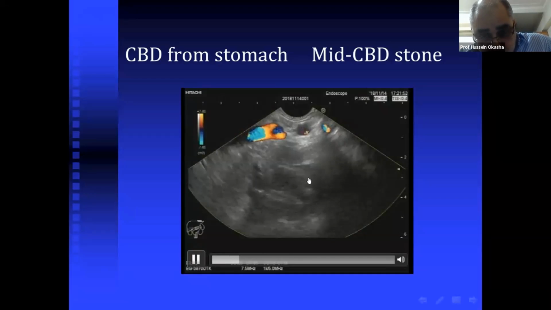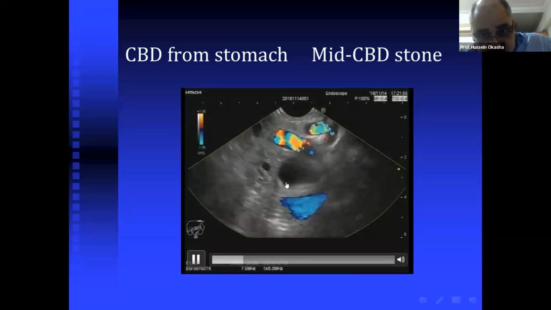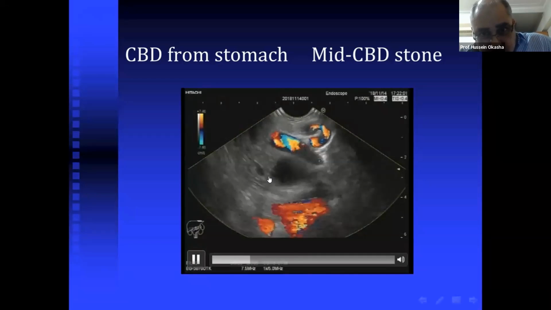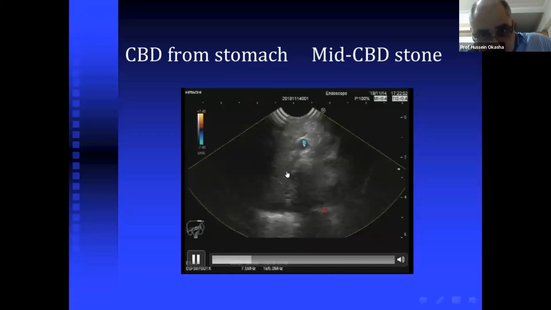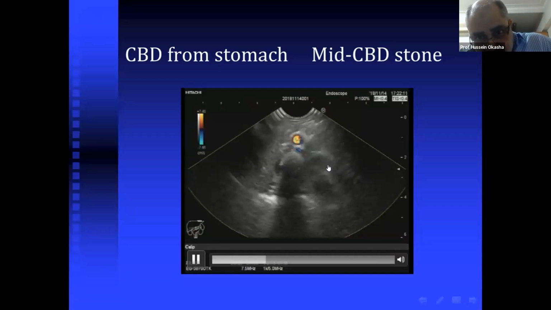It is dilated. Why is it dilated? We can do some manipulations, some pushing, some pulling, very slow clockwise and anti-clockwise. You can see a large stone inside the mid portion of the common bile duct. Here is the papilla, and here is the mid portion of the common bile duct, and this is the liver, and this is the most proximal part of the common bile duct. It is a very large stone. It is about 14 or 15 millimeters, 1.5 centimeters.